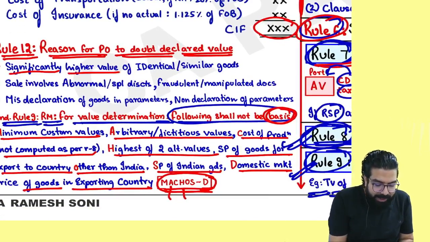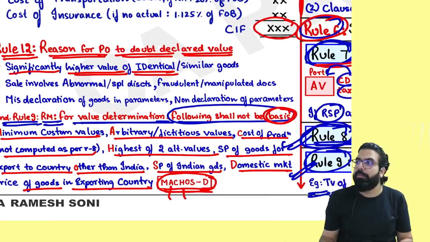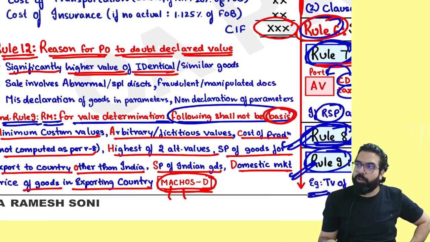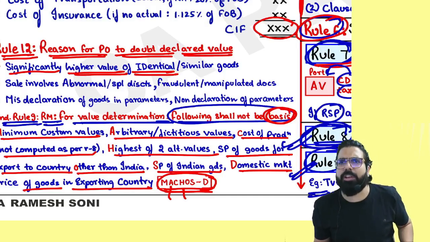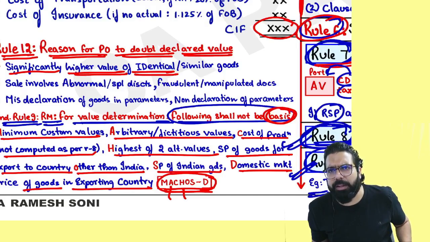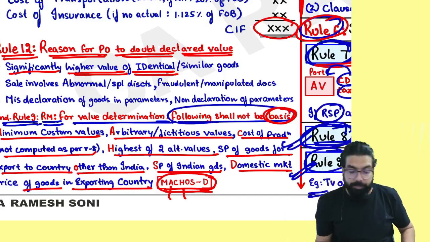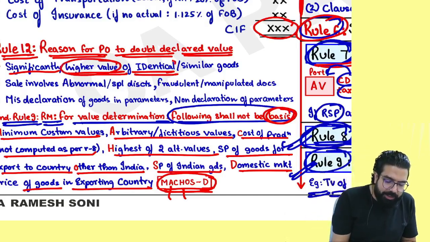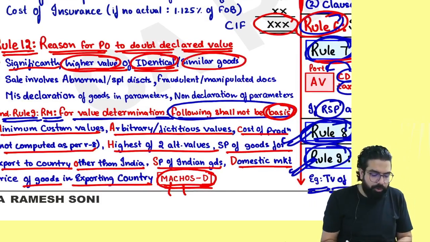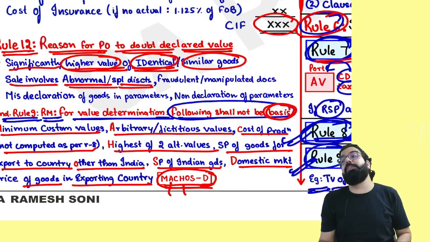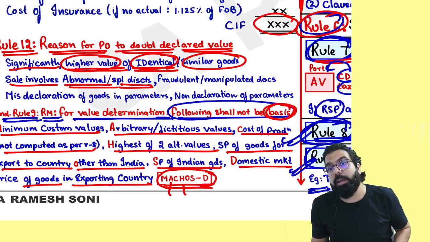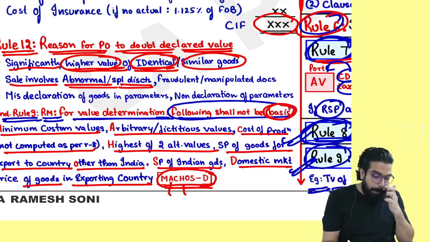Number 1, significantly higher value of identical goods. People, you are telling I imported iPhone at 10,000 rupees. iPhones actually are coming at 50,000. Ramesh, what is so special about you that Apple gave you at 10,000 rupees? He will reject the value if significantly higher value is there of identical goods or similar goods. Sale involves abnormal or special discount. You are showing 90% discount. What is so special about you that the seller gave you 90% discount? He can reject the value.